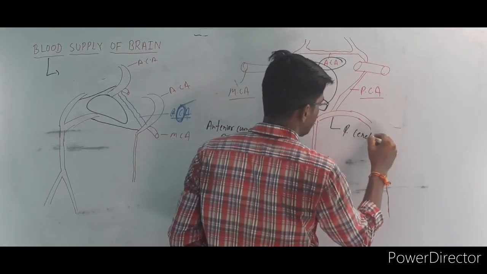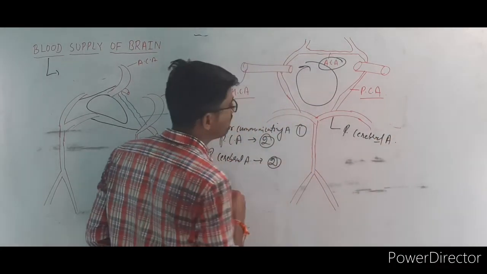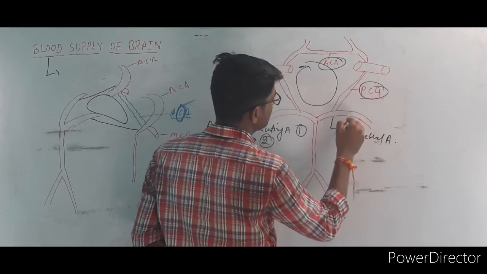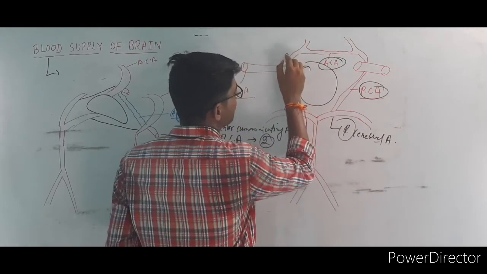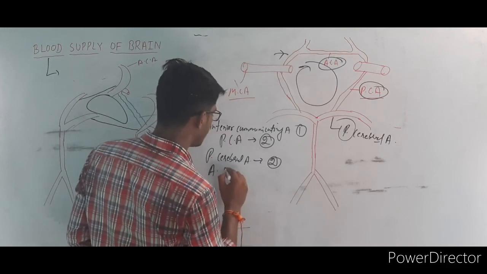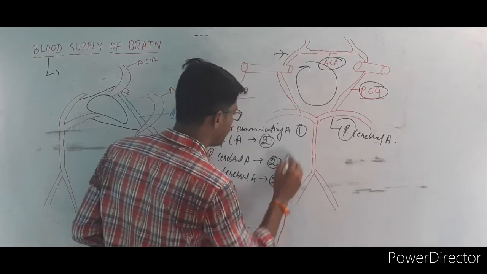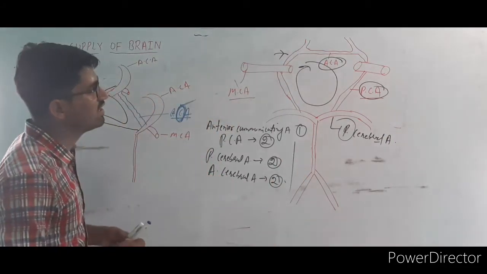Posterior cerebral artery, 2 in number, right? This is 2. This is also 2. And this is what? Anterior cerebral artery. This is also 2 in number. Okay, so these are the arteries which are present here.